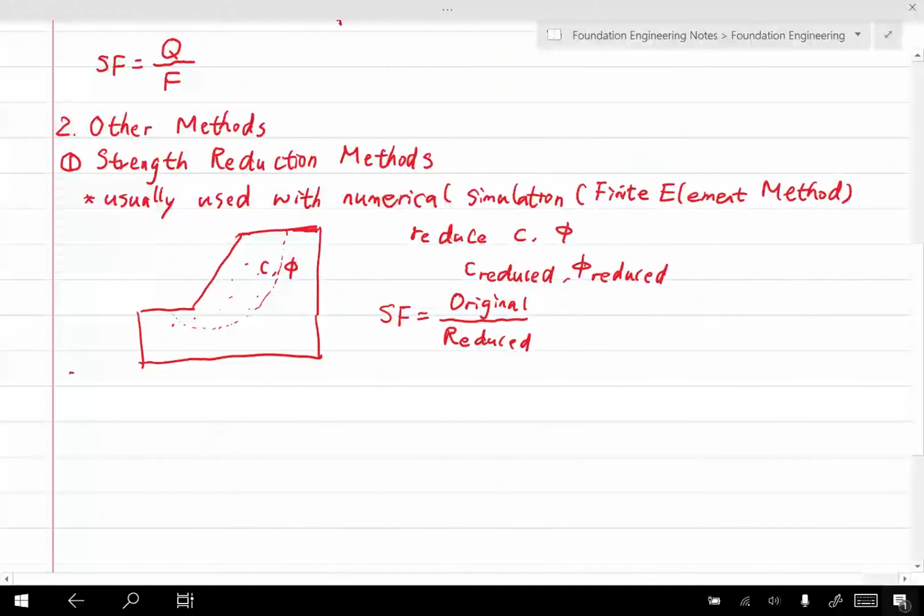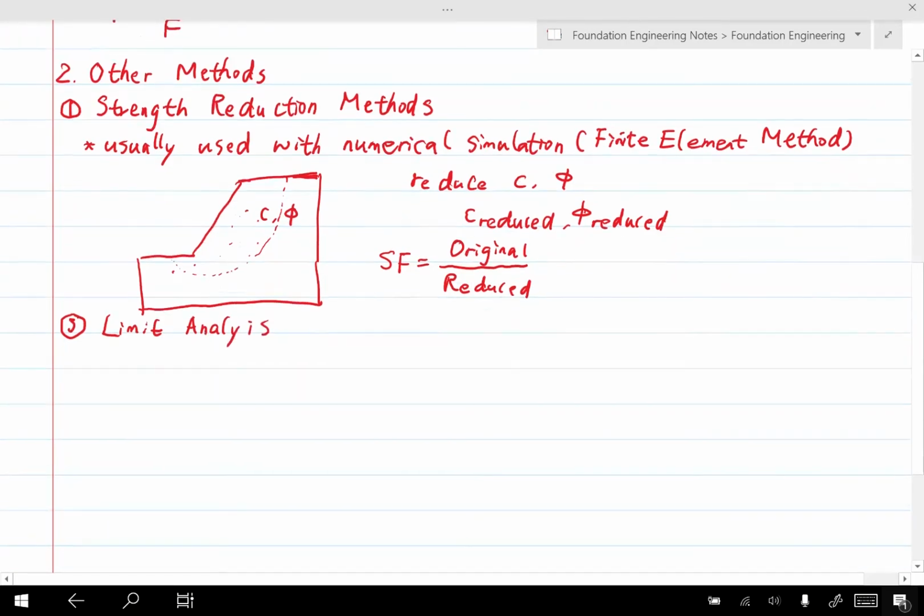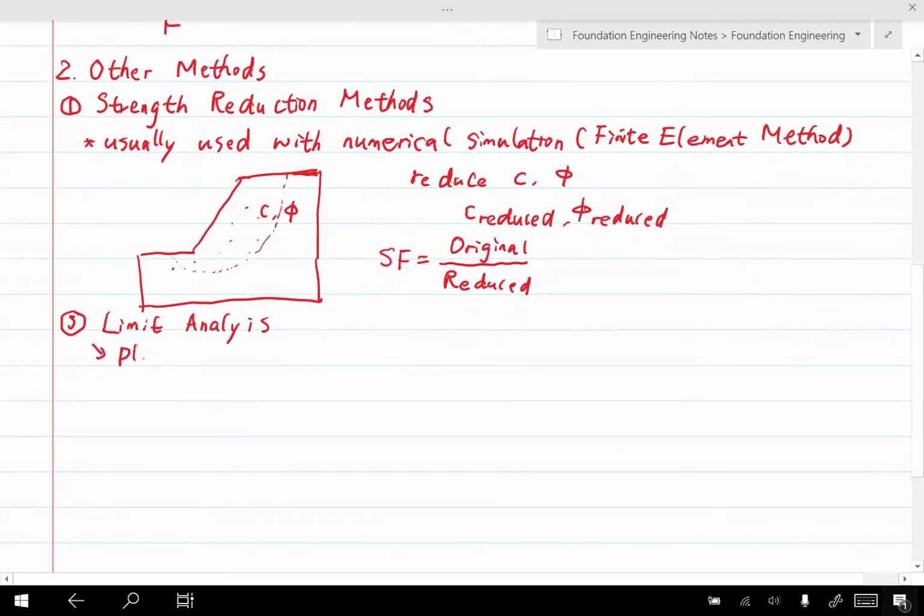Another type of method, which is pretty old, is called limit analysis, not limit equilibrium analysis. And this one, these days, is not widely used anymore. It is based on plasticity. So here I just give some very basic information. They will get something called an upper bound and a lower bound, and also will give safety factors for these bounds.